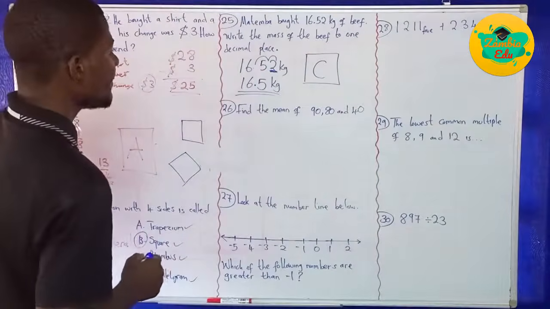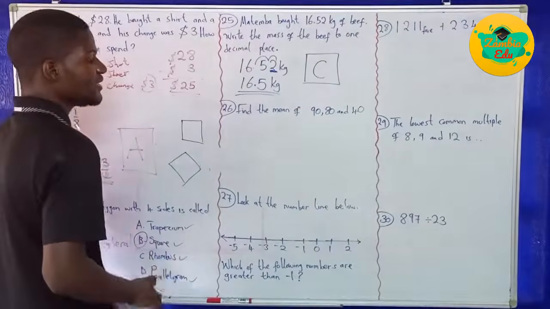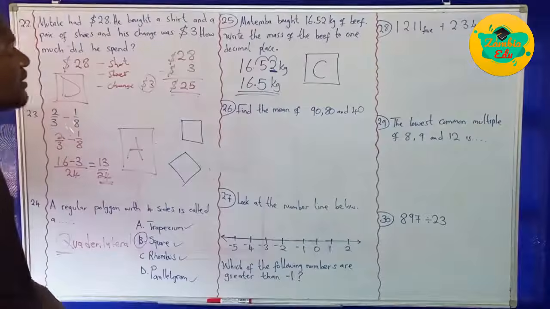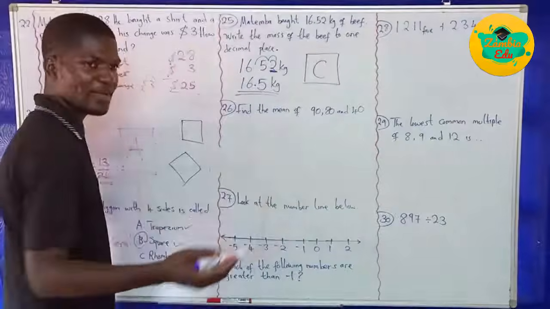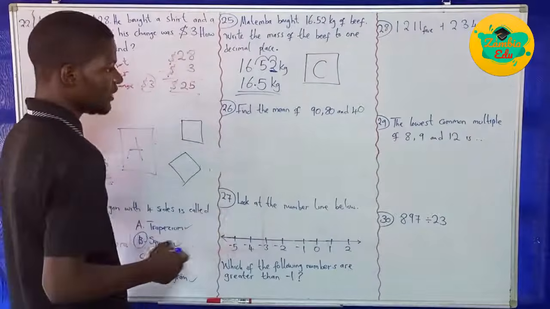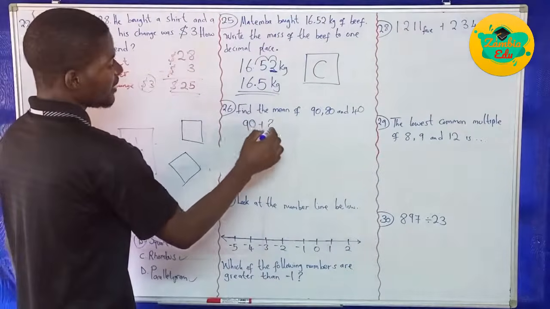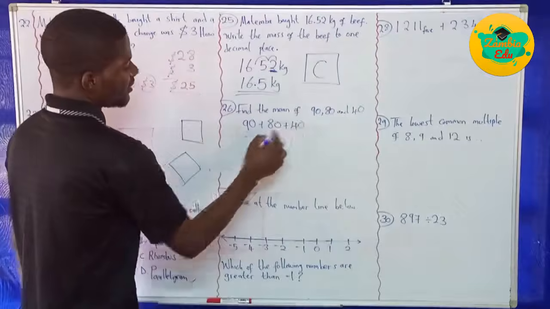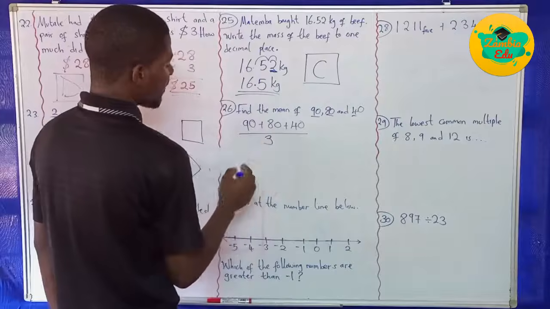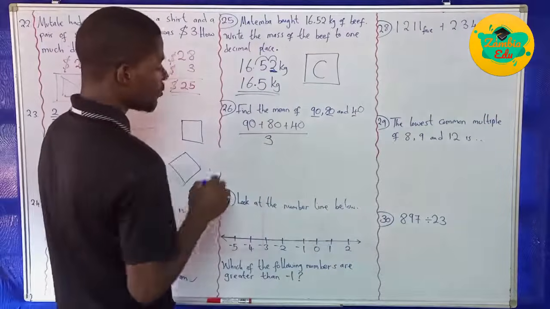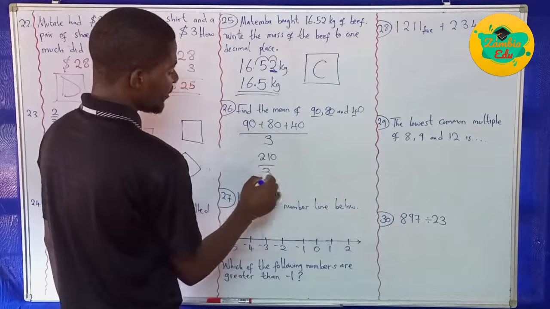26 says find the mean of 90, 80, and 40. So the mean, we're talking about something similar to the average of what we have been given. So we are going to add all that we have, 90 plus 80 plus 40 over how many values were there, which is 3. 90 plus 80 is 170. 170 plus 40 gives us 210 over 3.